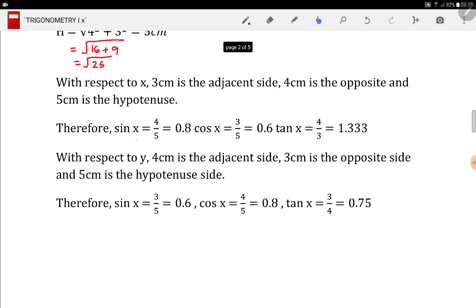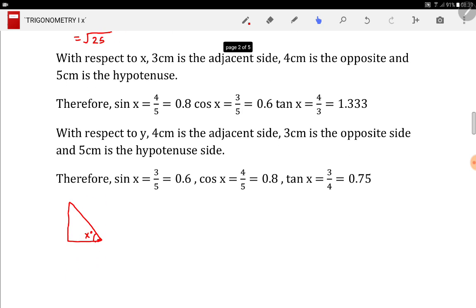Now, with respect to angle x, if we redraw the triangle here, we have a right-angled triangle, and this is our angle, x degrees. We have this side as 4, this one as 3, and this one as 5. Now, with respect to angle x, this side is the hypotenuse. Then angle x is opposite to this side, so it is the opposite. And then it is adjacent to the side with 3 centimeters.